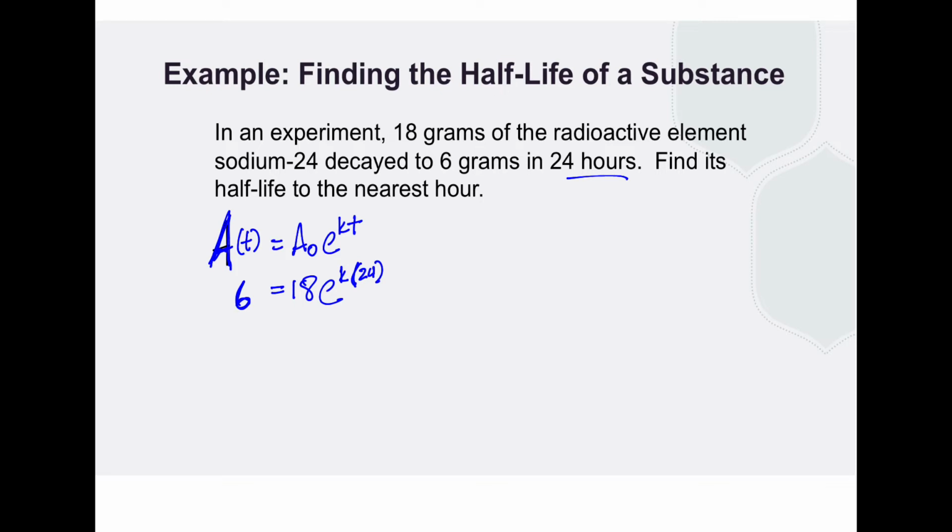The first thing we want to do is get the e, the base of my exponential equation, by itself. So we'll get rid of that 18 by dividing both sides by 18. 6 over 18 actually reduces down to 1/3, and that's e to the 24k. I'm going to write that with k written second. The k, the value of the variable we want to solve for in this case, is in the exponent. My goal is to get it out of the exponent, so I want to look at the base.